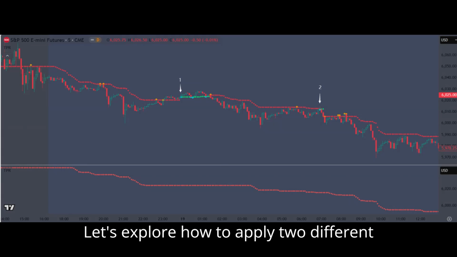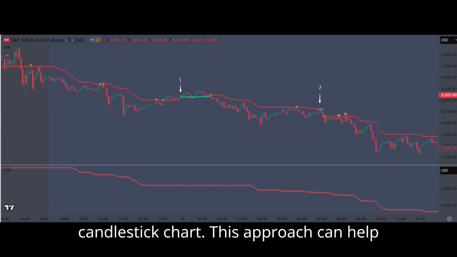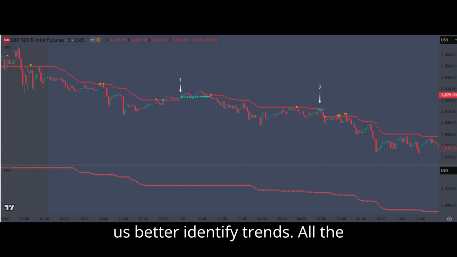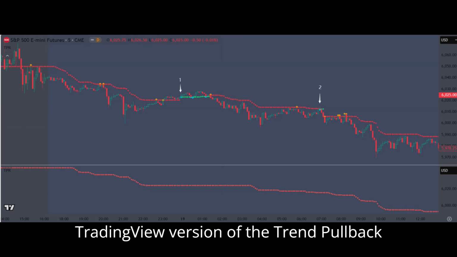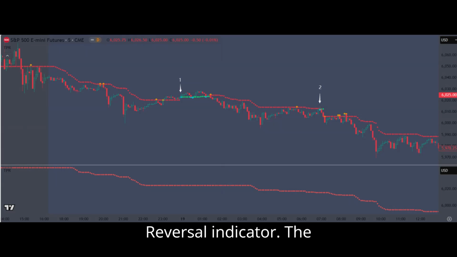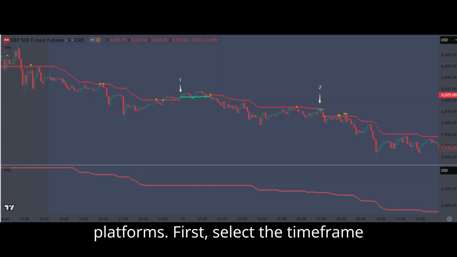Let's explore how to apply two different sets of parameters to the same candlestick chart. This approach can help us better identify trends. All the illustrations below are taken from the TradingView version of the Trend Pullback Reversal (TPR) indicator. The setup method for the TPR indicator is essentially the same across other platforms.